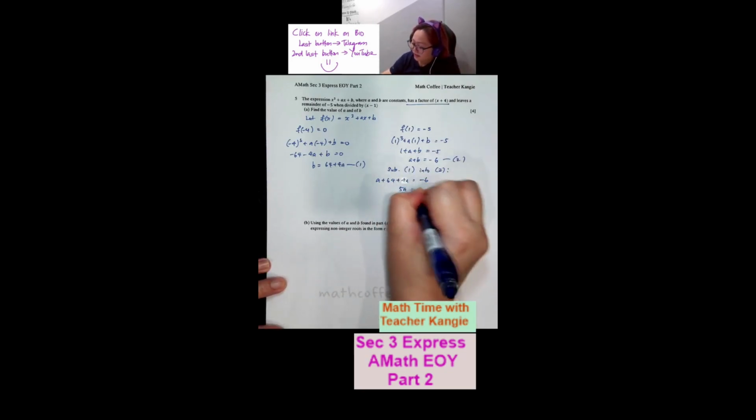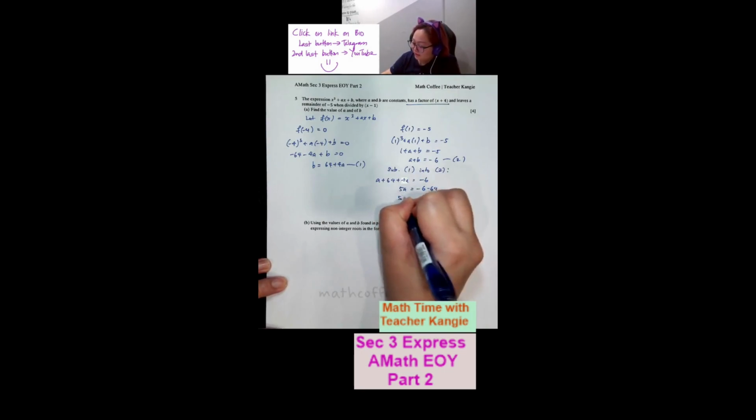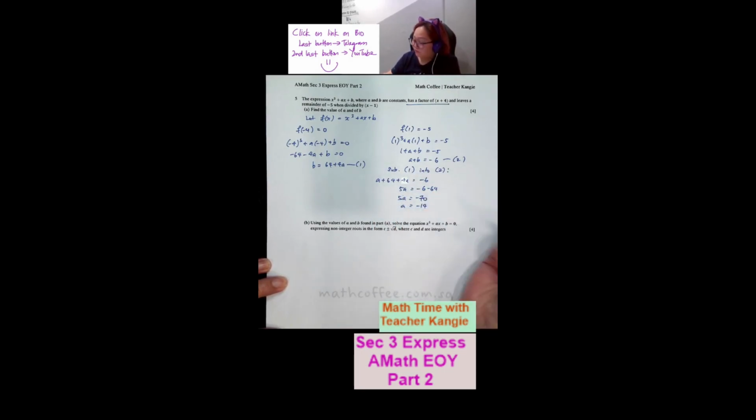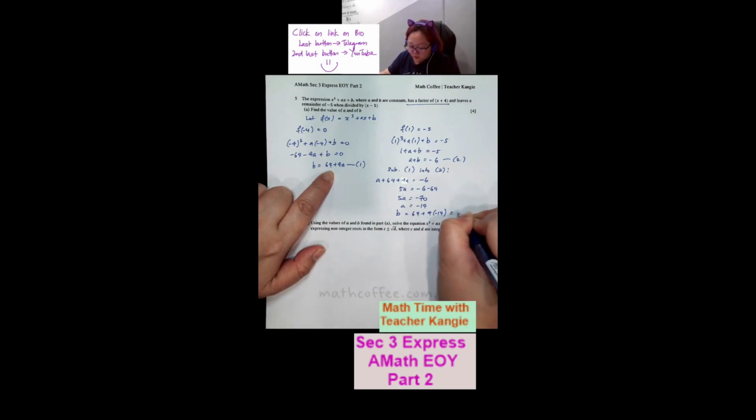So I get 5A minus 6 minus 64. 5A equals to minus 70. A equals to negative 14. My B is 64 plus 4 times negative 14, and that will give us 8. Yes. So therefore, my A is negative 14, my B is 8, and we are done.